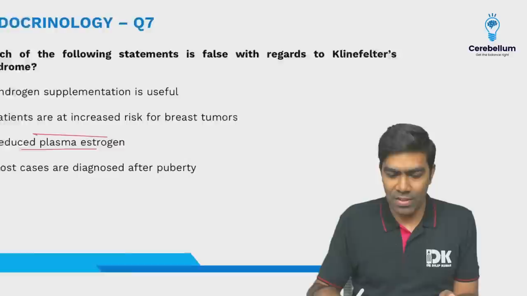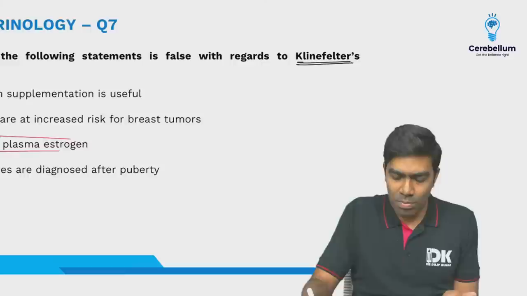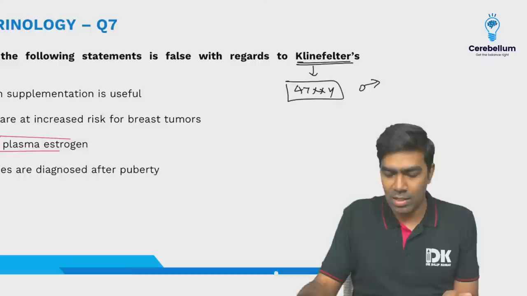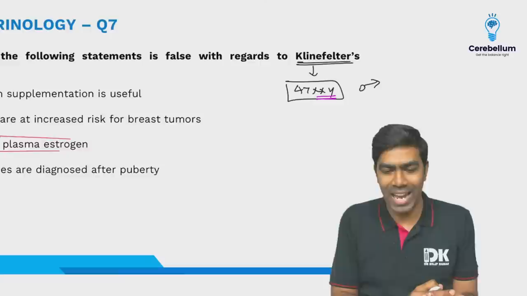So what is Klinefelter syndrome basically? Klinefelter syndrome is 47 XXY, which means these are men. So why are these men? Because they are having XY in the system. XY in the system.